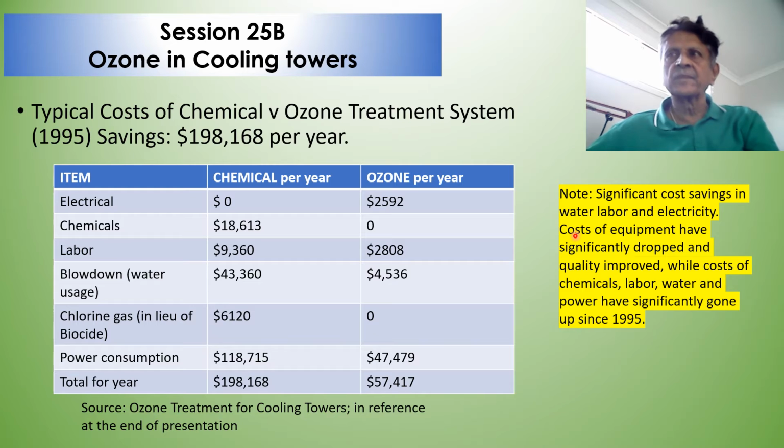Now we have to accept the fact that the cost of ozone generation systems has dropped tremendously because of improved technology, and therefore application of ozone systems in cooling towers in 2021 is even far more attractive than 1995 given here.